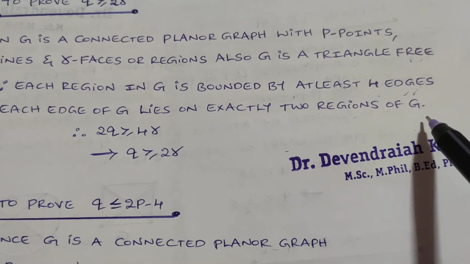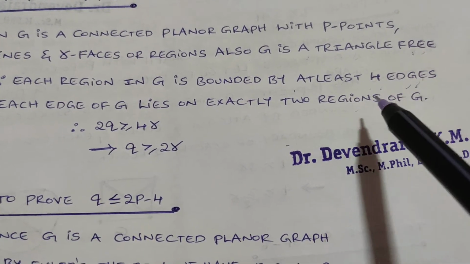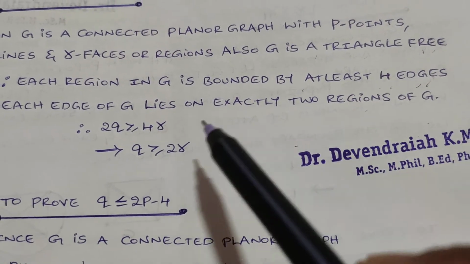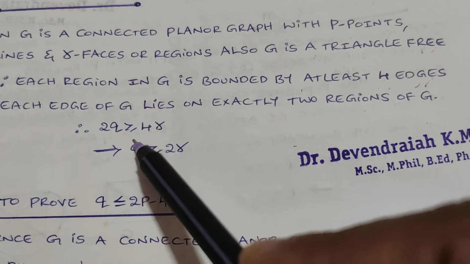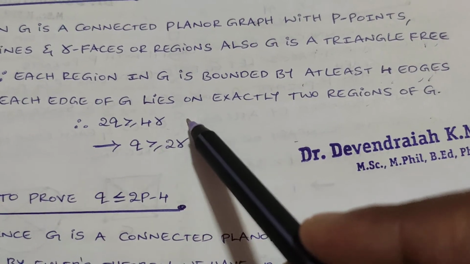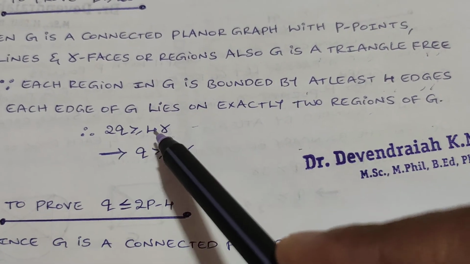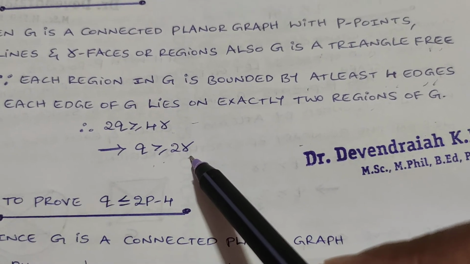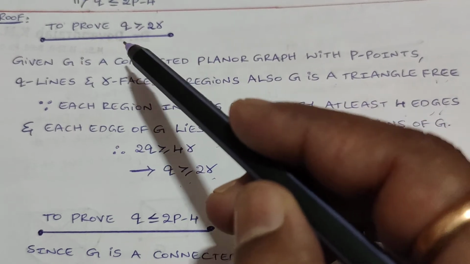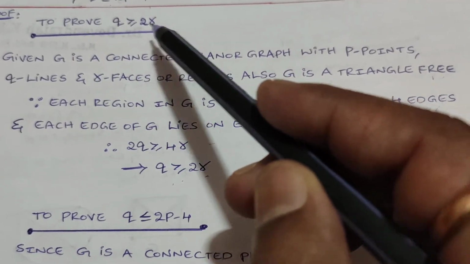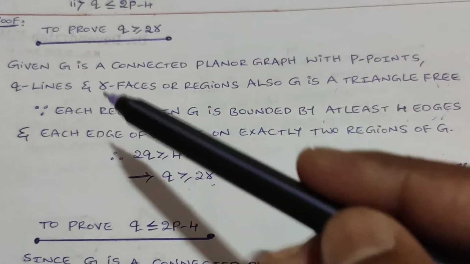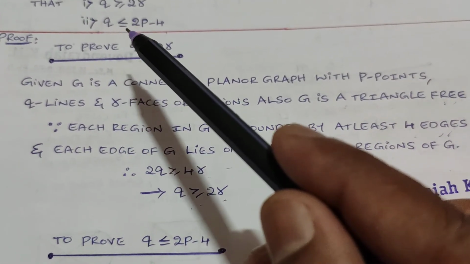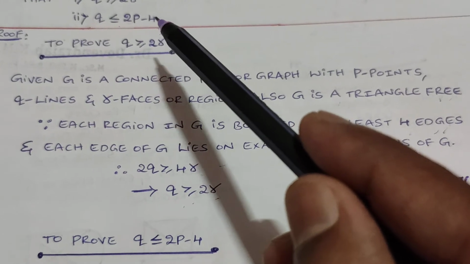Once again observe the graph we have considered in the previous case. In that we observe that 2Q must be greater than or equal to 4R. So dividing by 2 we observe Q is greater than or equal to 2R. This is the method of proving Q greater than or equal to 2R. Now let us prove the second case, Q less than or equal to 2P minus 4.